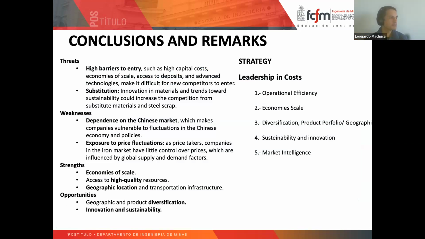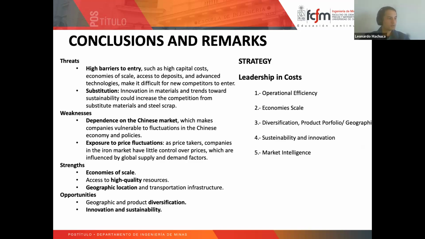So in terms of threats, the high barriers to entry, as we said, such as high capital costs, economies of scale, access to deposits, and advanced technologies, make it difficult for new competitors to enter. The substitution, even if it is low, innovation in materials and trends towards sustainability could increase the competition from substitute materials in steel scrap. About the weaknesses, dependence on the Chinese market, which makes companies vulnerable to fluctuations in the Chinese economy and policies and the growth of the economy of China.